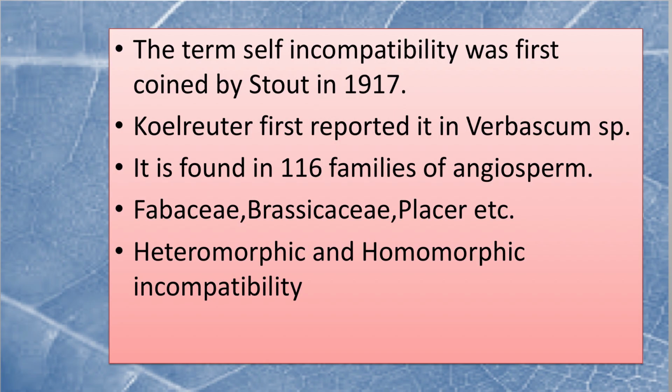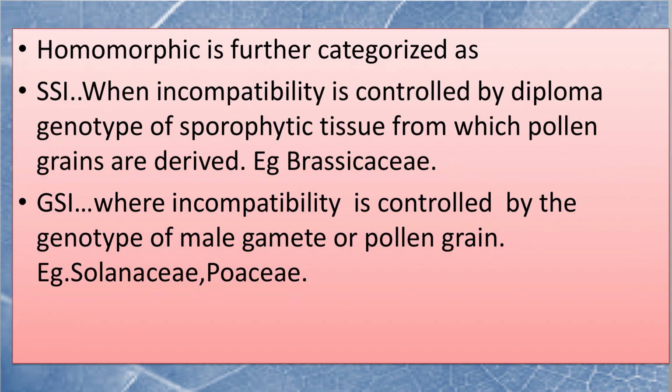And the self incompatibility can be of 2 types. One is heteromorphic type, one is homomorphic type. This homomorphic type is again categorized into GSI, that is gametophytic self incompatibility, and SSI, that is sporophytic self incompatibility. When the incompatibility is controlled by the diploid genotype, there is again a mistake in the slide, that is diploid genotype of sporophytic tissue from which pollen grains are derived, then that is called sporophytic self incompatibility.